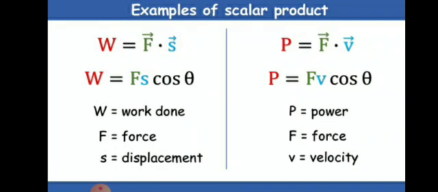We can give another example. P is equal to vector F dot vector V. P is power, F is force, V is velocity. Here the dot product of force and velocity, both of which are vector quantities, gives power, which is a scalar quantity.